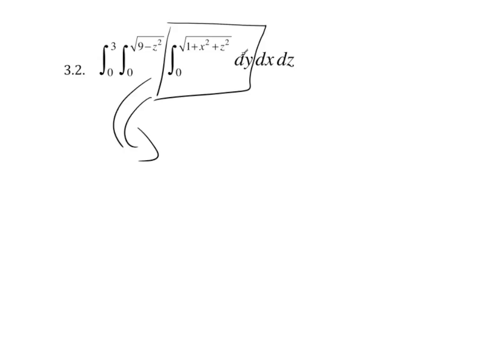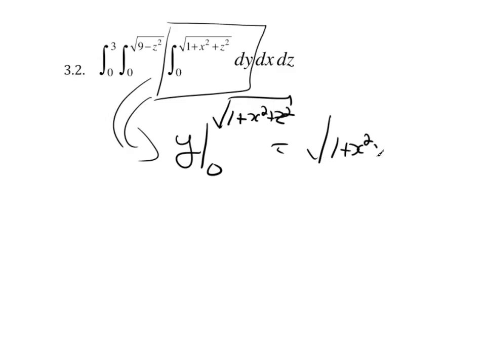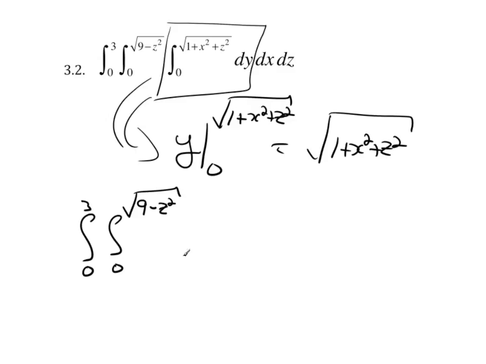The first step is going to be extremely simple, because if I integrate this, I'm simply going to get y evaluated from 0 to the square root of 1 plus x squared plus z squared, which is just the square root of 1 plus x squared plus z squared. So I'm going to have now the integral from 0 to 3, the integral from 0 to square root of 9 minus z squared, and I'm going to integrate square root of 1 plus x squared plus z squared, and I've got dx dz.